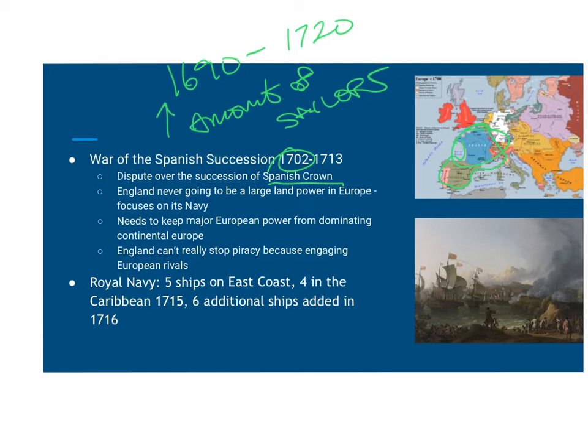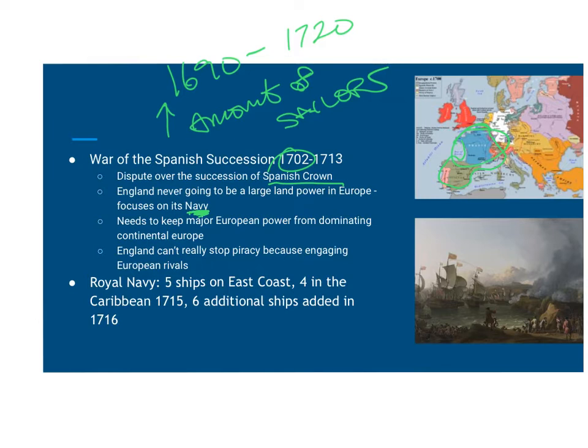We're not concerned with all that. It's not a European history class. What we are concerned with is that the English realize they're never going to have a land empire in Europe, and so they begin to focus on their navy, right? And we start to see the birth of the English tradition of naval excellence, if you will. And so they will provide that.